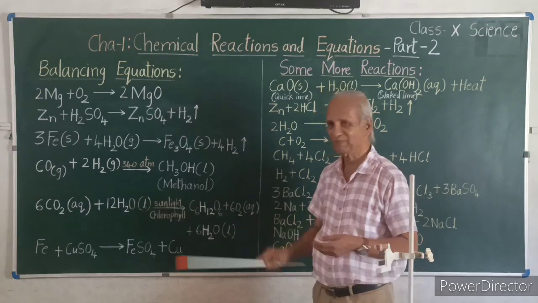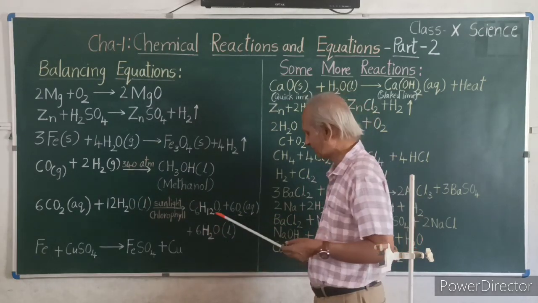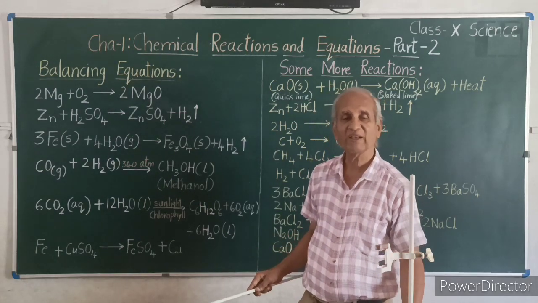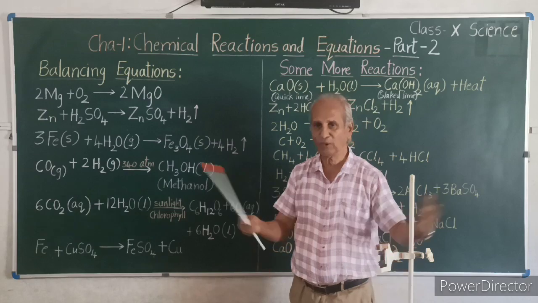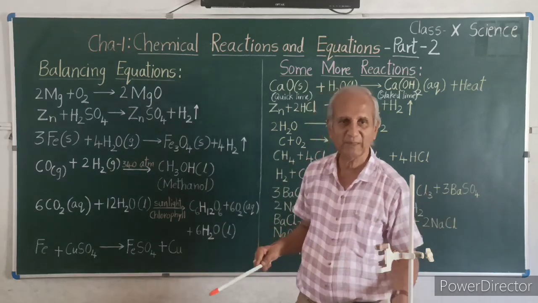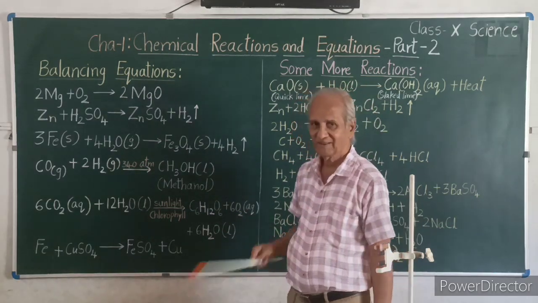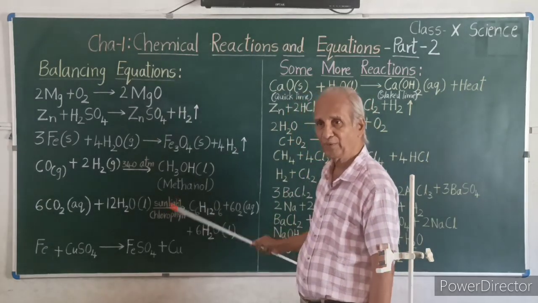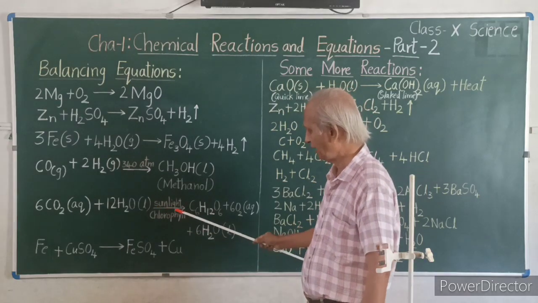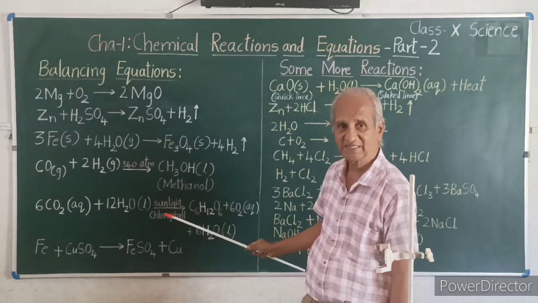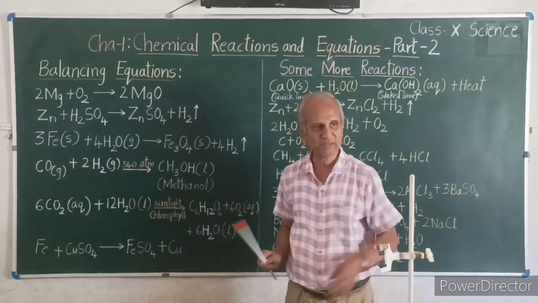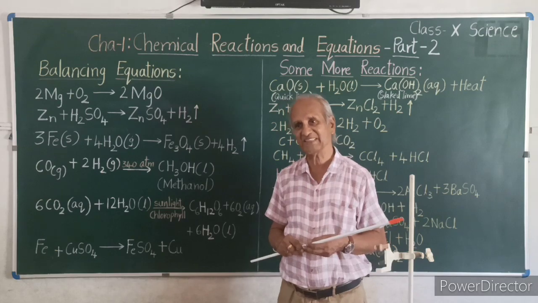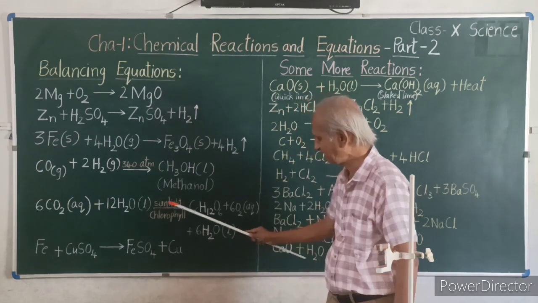We move on to the next one. This is a little complex for study, but it's an important equation of a process that goes on around us in all the plants in the presence of sunlight. So the specifications are written just above and below the arrow mark. Above the arrow mark, what is it written? Sunlight. This reaction takes place only in the presence of the solar energy, sun's rays, sunlight.